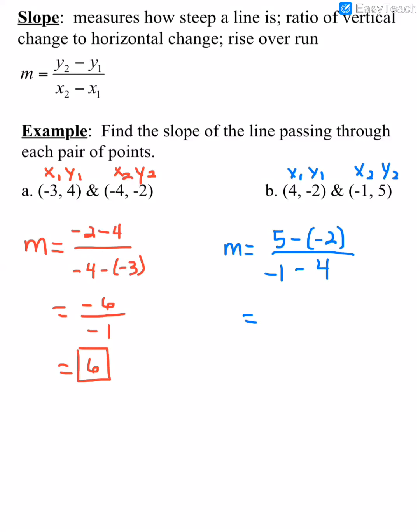Alright, so 5 minus a negative 2, that's the same as 5 plus 2, which would be 7. And negative 1 minus 4, that would be negative 5. And you can bring that negative sign out in front. And we have a negative 7/5 for our slope.